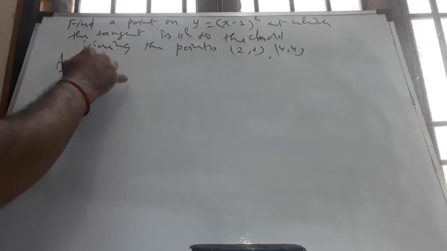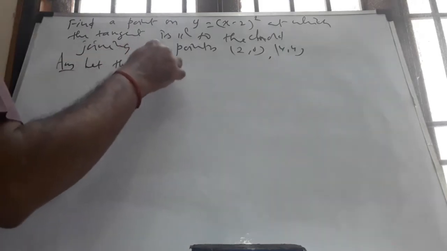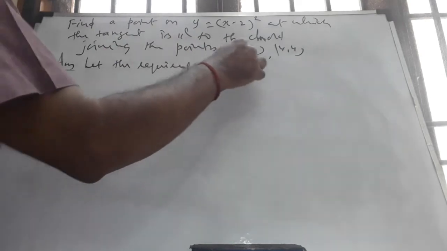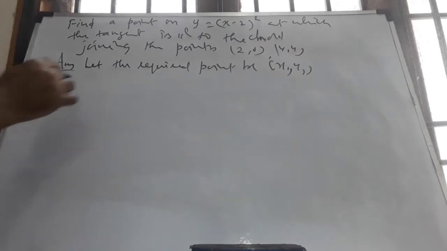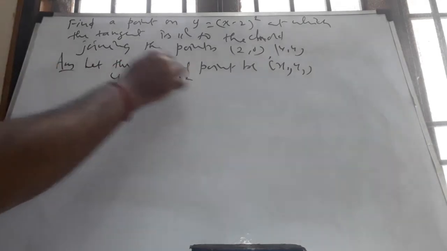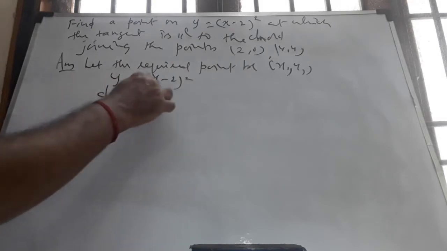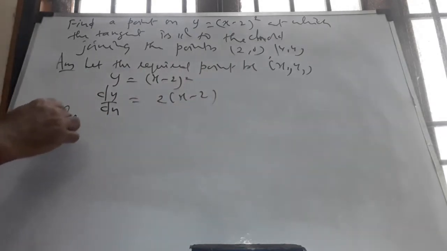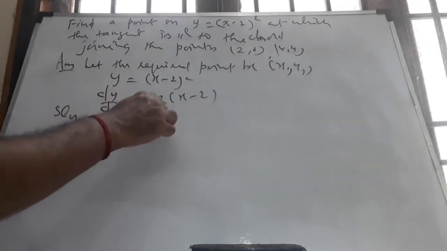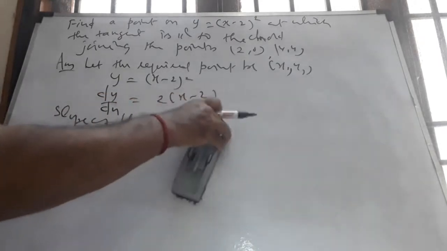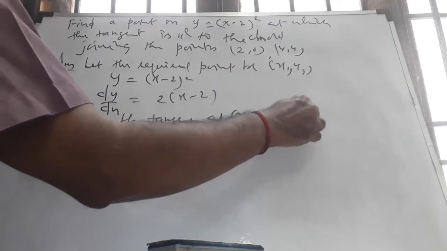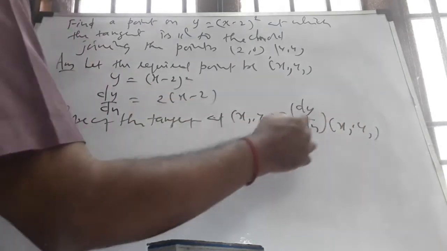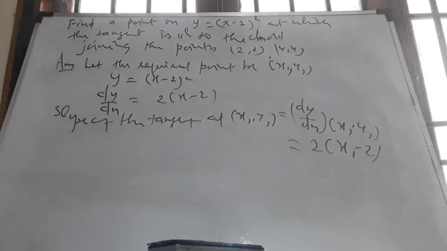Okay, answer. Let the required point be x1 comma y1. I am supposed to find x1 and y1. Now y is equal to x minus 2 the whole square. Therefore, dy by dx is 2 into x minus 2. Therefore, slope of the tangent at x1 comma y1 will be equal to dy by dx at x1 comma y1, which is 2 into x1 minus 2.